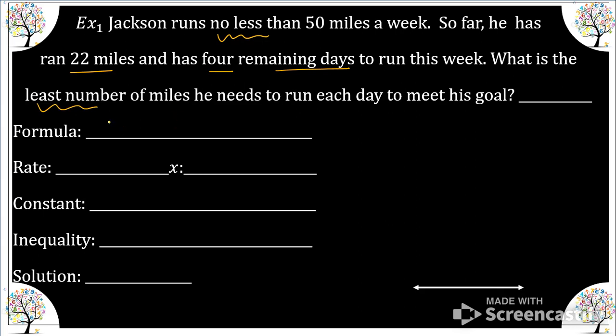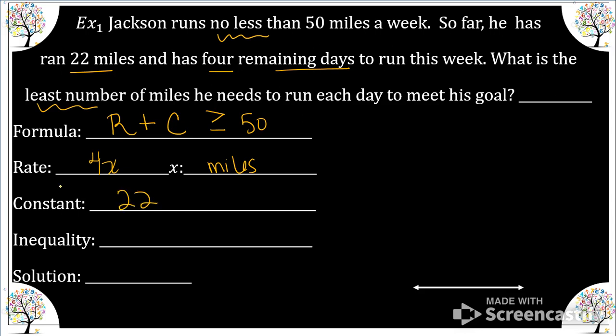So we have the rate, which is going to be 4 times x, plus what he's already ran, which is the constant, and it needs to be no less than, so equal or greater than 50. The rate is going to be 4 times x, where x is going to be miles. Then the constant, he's already ran 22 miles.